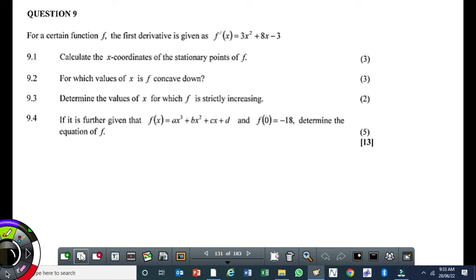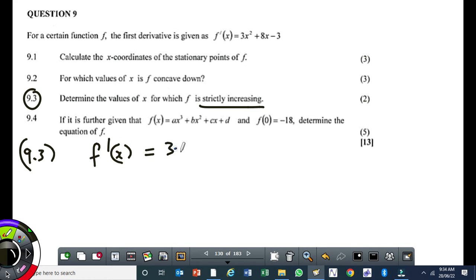Okay, now 9.3 says determine the values of x for which f is strictly increasing. When is a graph increasing? Now, please remember, this is not the first derivative, it's the original function. When is it increasing? Yes, and the grade is positive. Thank you. So, all we have to do there, we have got our first derivative.